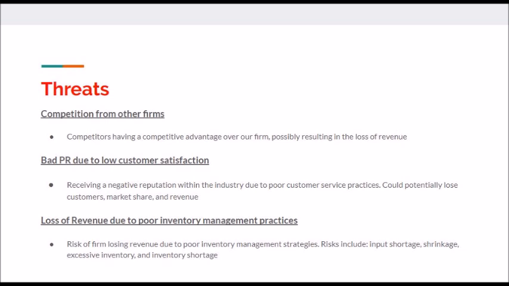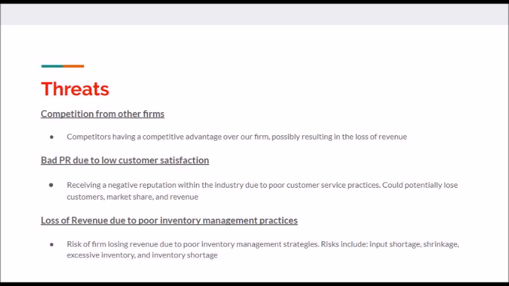The third and final risk our firm faced was the risk of not being able to sell off our inventory, which could lead to lost revenues. Inventory risk refers to the potential for a loss due to poor inventory planning and control failures. There are a few types of inventory risks that our firm faced, which were input shortage, shrinkage, excess inventory, and inventory shortage. If our firm doesn't have enough inventory to meet customer demand, we could end up losing revenue along with gaining a negative reputation from customers.